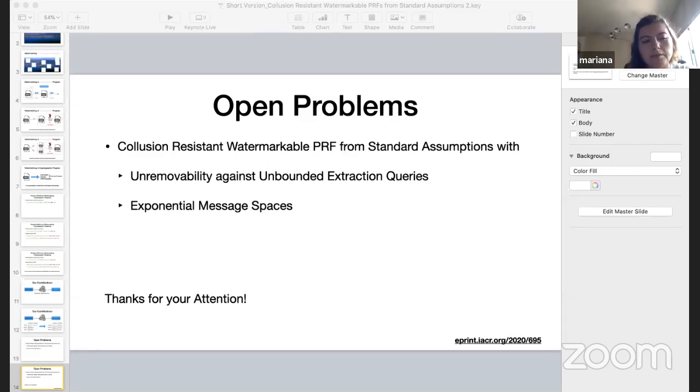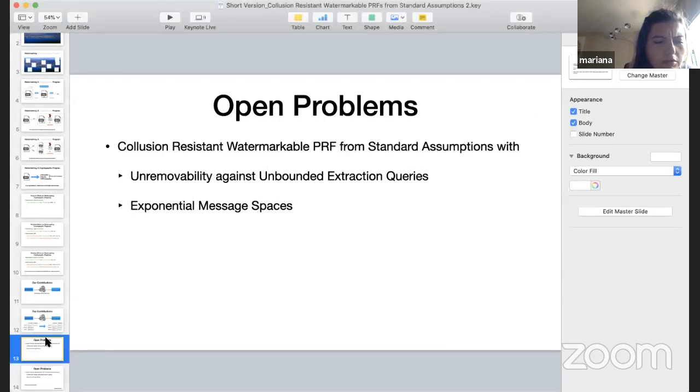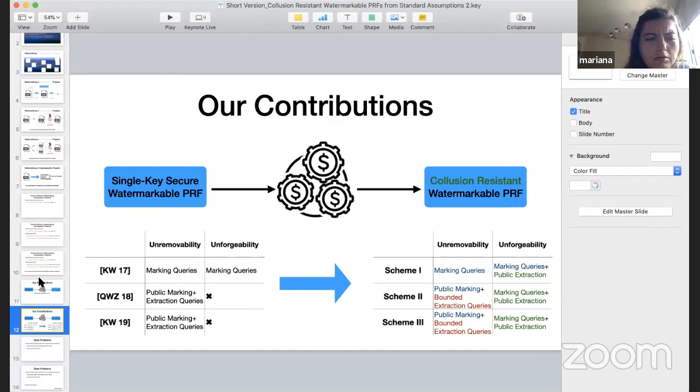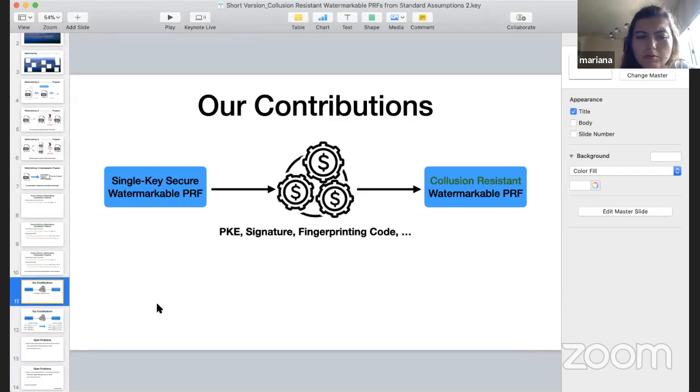I see. And you mentioned that one of your building block components is fingerprinting codes. I was curious, what are the constructions for those? Sorry, do you mean the construction of fingerprint codes, or how we use it? No, what are the constructions for fingerprinting codes? Oh yeah.